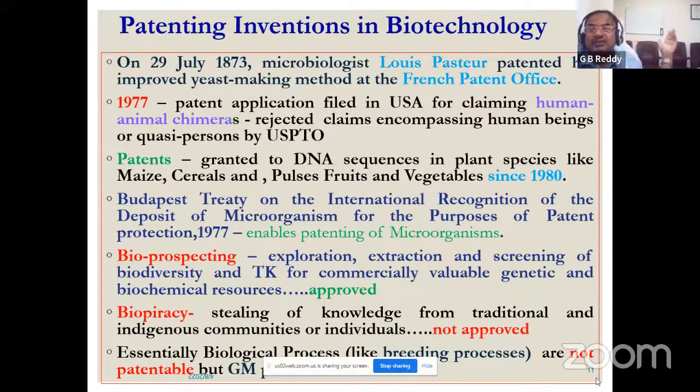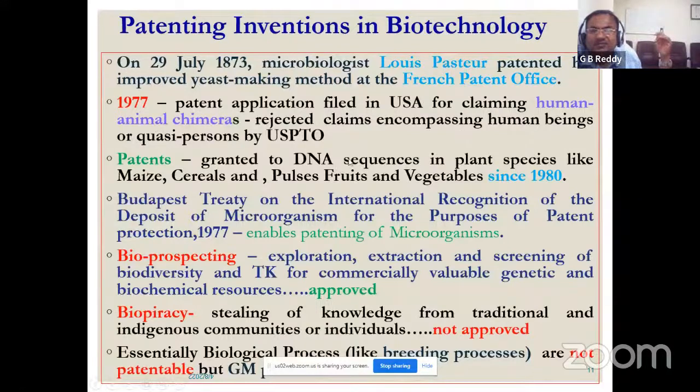Nowadays, many biotechnology related inventions are made. Take, for instance, in 1873, Louis Pasteur patented his improved yeast making method. He got the patent from the French patent office. Then in 1977, there was an application for chimeras, meaning transgenic animals or plants. They are called chimeras. Of course, it did not materialize.